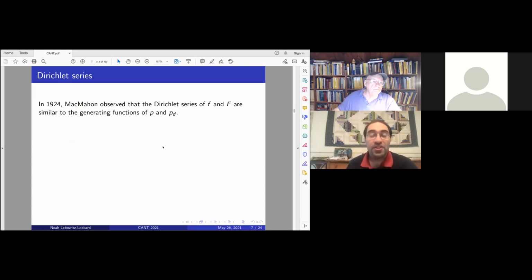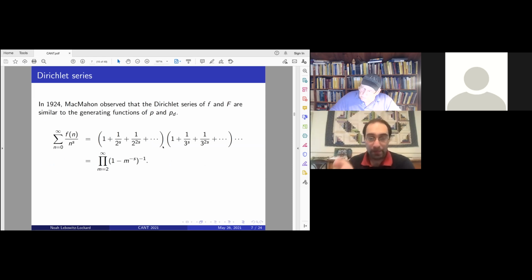And in 1924, McMahon observed that the Dirichlet series of little f and big F are actually very similar to the generating functions of partitions and partitions into distinct parts. So that's what you would maybe expect, because it is just a multiplicative version. I think of a Dirichlet series as typically corresponding to multiplicative functions, whereas generating functions are more for functions defined additively. Here's the Dirichlet series of little f.